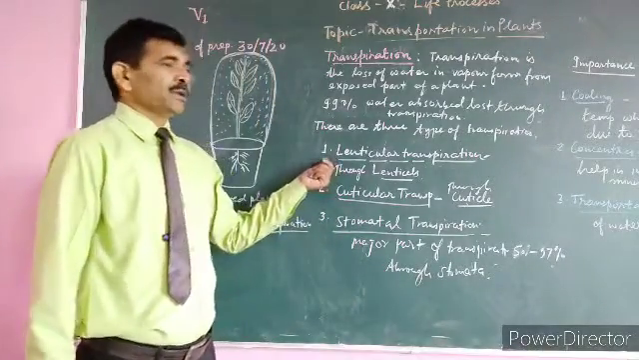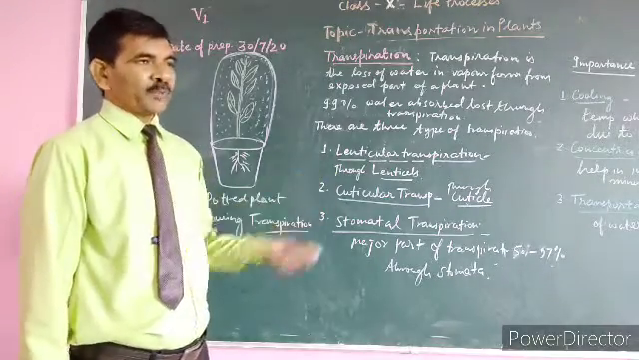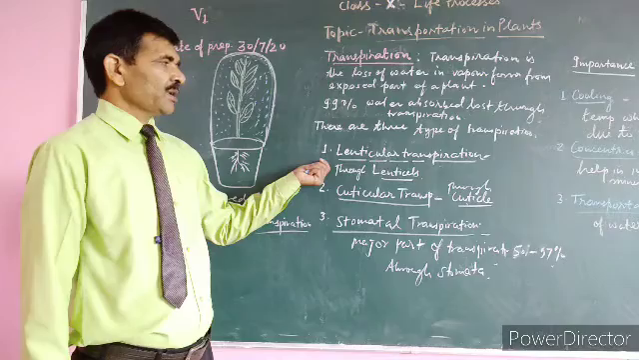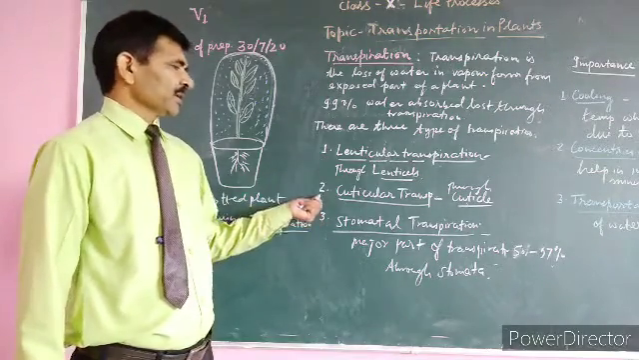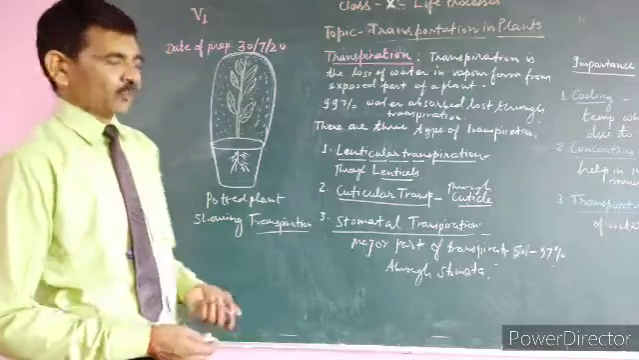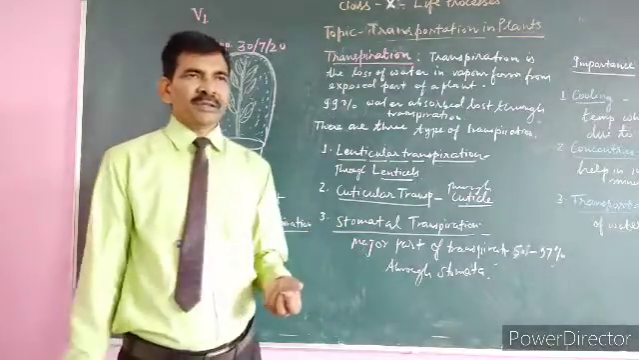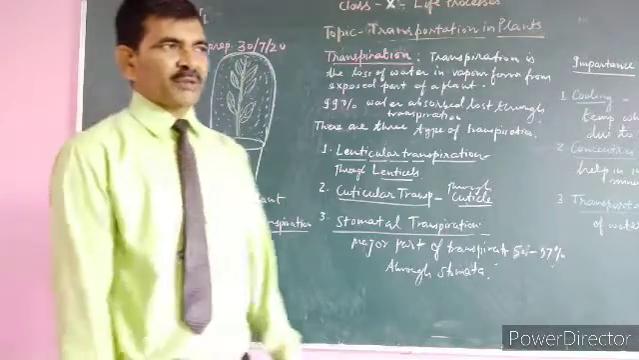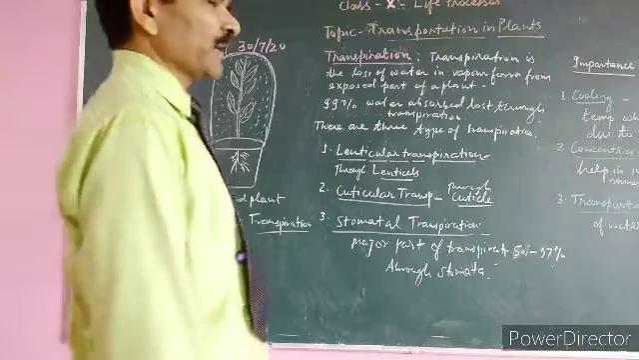These are the types of transpiration: lenticular transpiration, loss of water through lenticels; cuticular transpiration, loss of water through cuticle; stomatal transpiration, loss of water through stomata present on the surface of leaf or other parts of the plant.